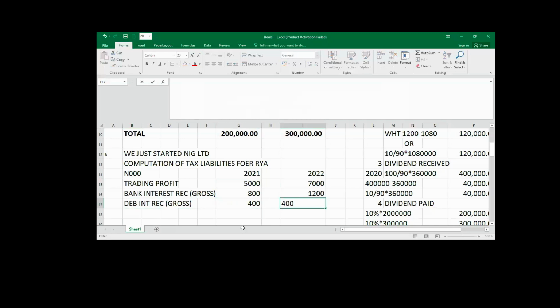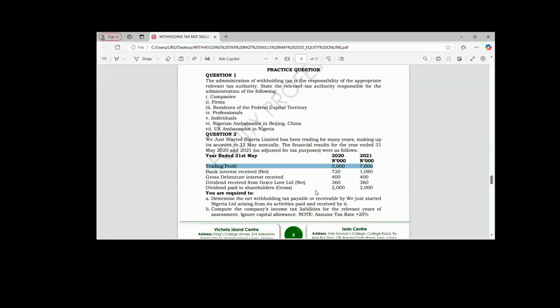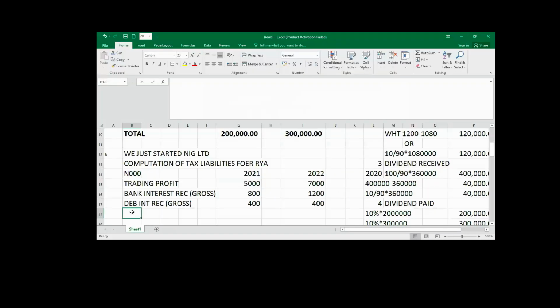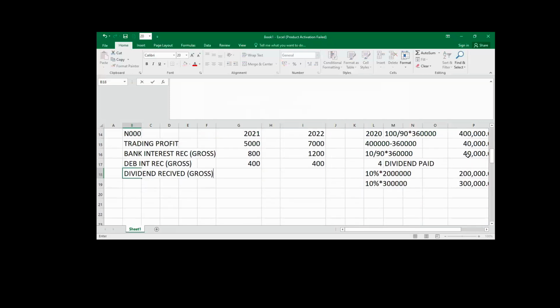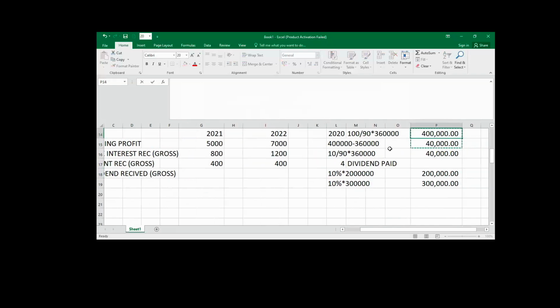After that, another income we have is dividend received from Grace Love. Net, we're also going to state the gross amount. Dividend received from Grace Love. Dividend received. Gross. The gross amount, we calculated it to be 400,000 here for the dividend. So we have it as well, 400,000.